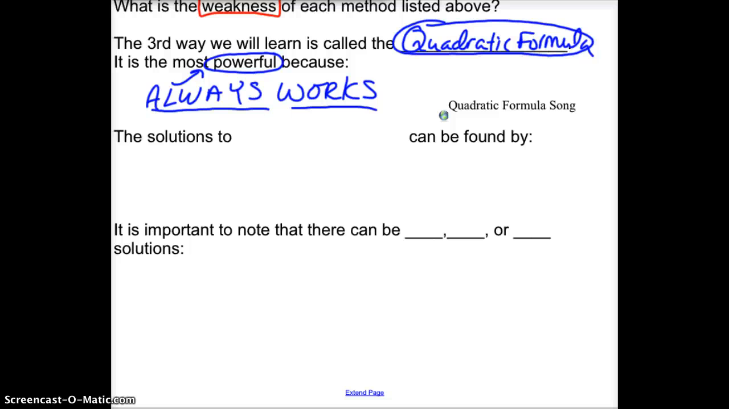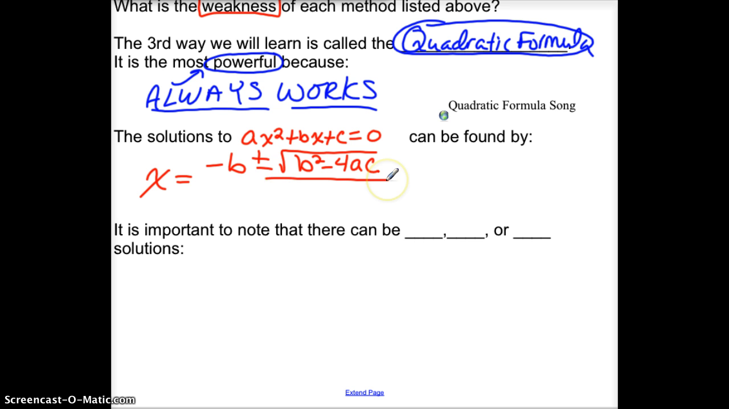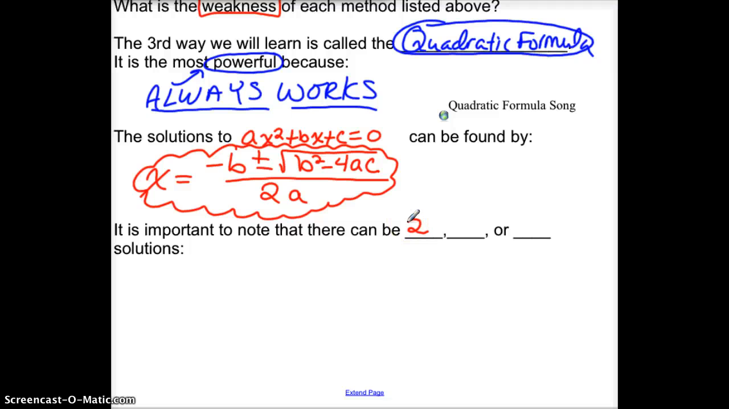So the solutions to a quadratic equation, now a fourth way, can be found by this formula. x equals negative b plus or minus the square root of b squared minus 4ac, all over 2 times a. And this formula we're going to use like a map. And in class I sung it to the tune of Pop Goes the Weasel, but I'm not going to do that on video. So again, it's important to note, just like with the other methods, that usually we get two answers. Even when we factored it, we usually got 2.